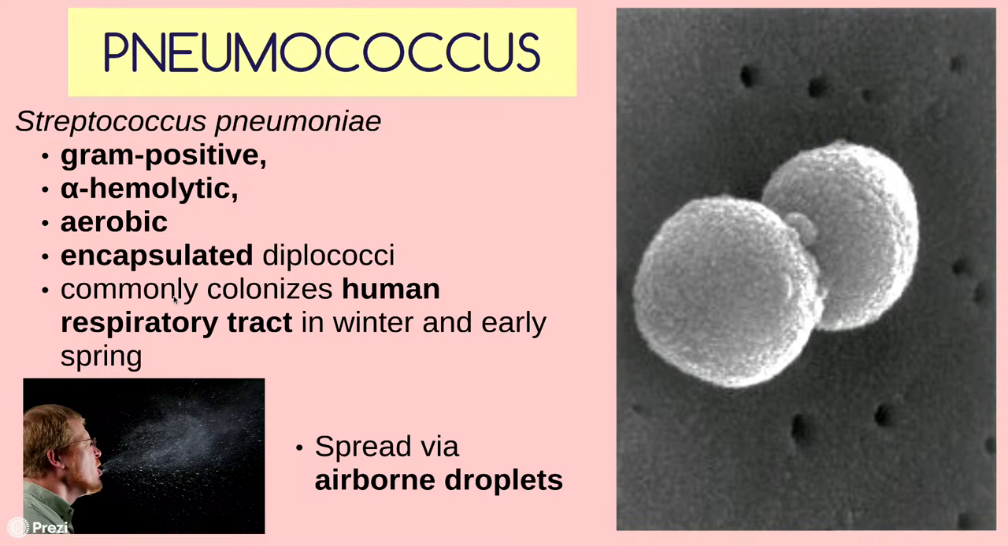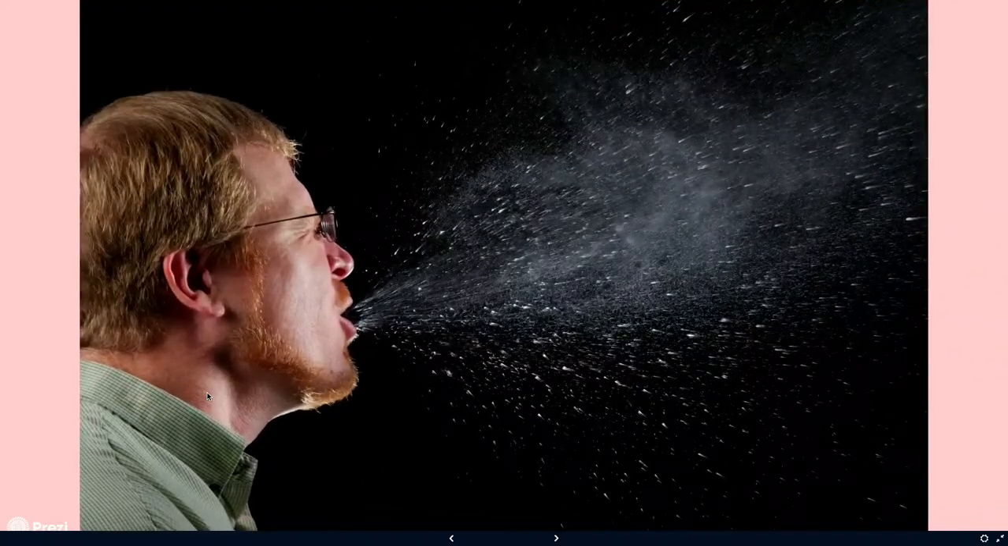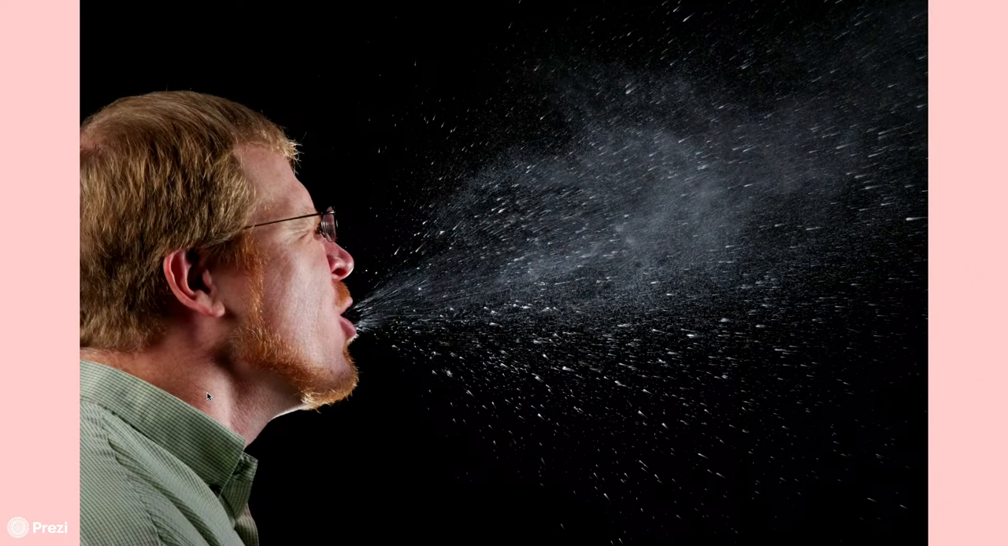Pneumonia is also known as pneumococcus, and we mentioned gram-positive, alpha-hemolytic, aerobic, encapsulated diplococci, meaning that they are like a couple, always. They are two of them. Each is covered with a capsule, but two of them. And it commonly colonizes the human respiratory tract in winter and early spring, and it's spread by airborne droplets. Sneezing, coughing, talking, spitting, all produce droplets.